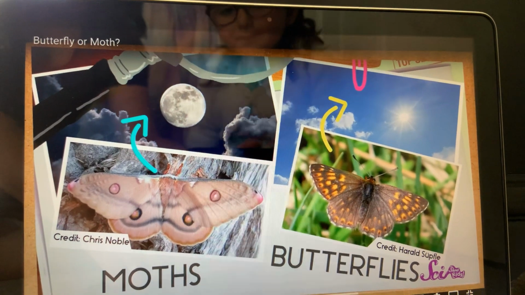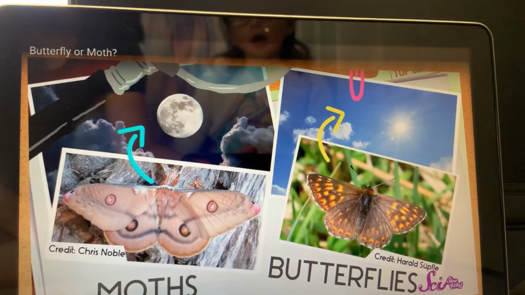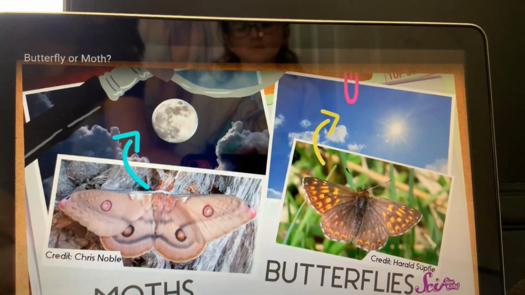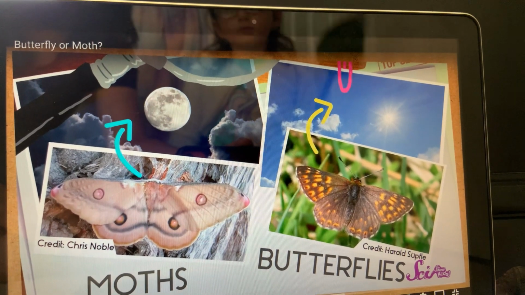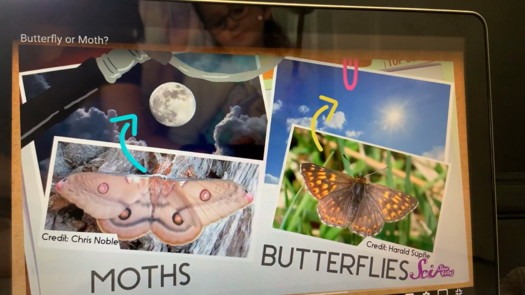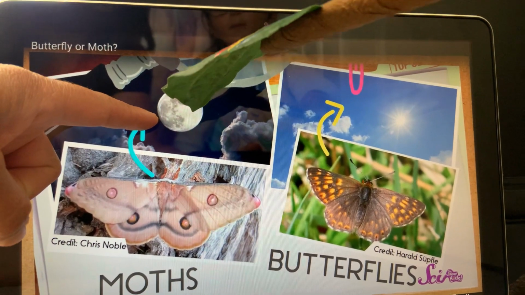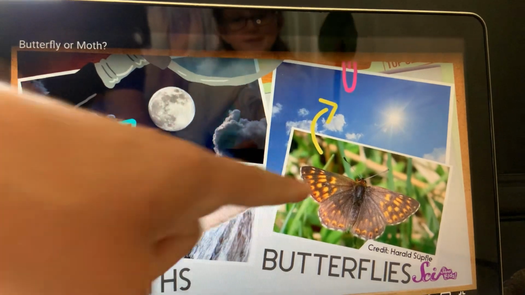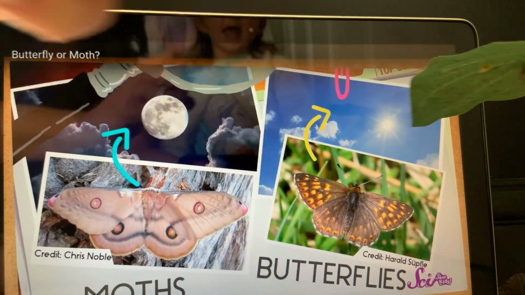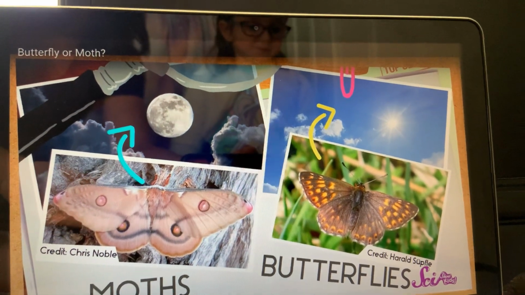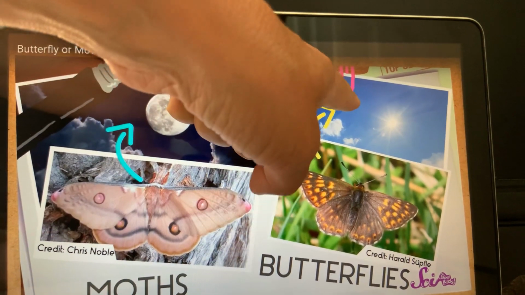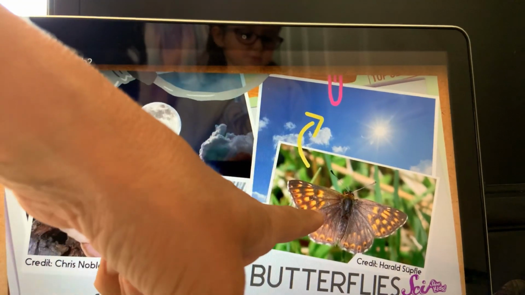Moths... Oh, let's think. There's a picture clue showing us when moths are active. That's when would we see them moving or flying around? Do you see the picture clue? Bella, when? Night. And how about butterflies? What's the clue? Day. Day. So if you see something fluttering around during the day, it's another clue that it's most likely a butterfly.